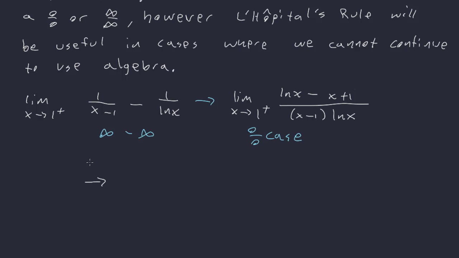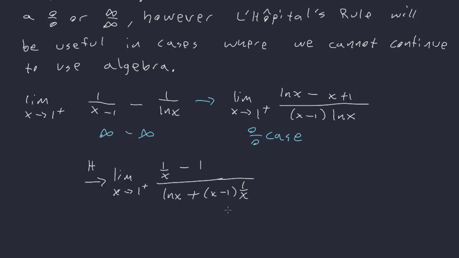So, using L'Hopital's Rule, I'll write my limit sign again here. The limit as x goes to 1 from the right of, we'll have 1 over x minus 1, so that's the derivative of the top. On the bottom, we need to use the product rule. So it will be the derivative of x minus 1, which is just 1, times ln x, plus x minus 1 left alone, times the derivative of the natural log of x, which is 1 over x.